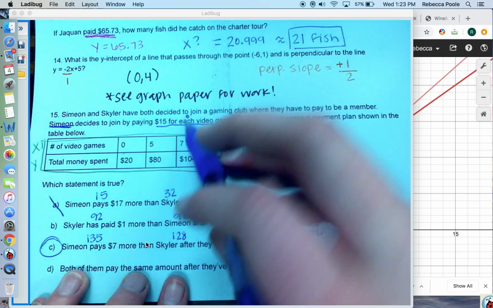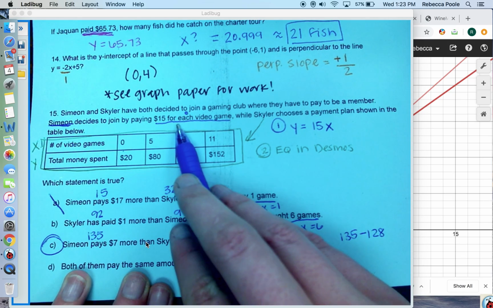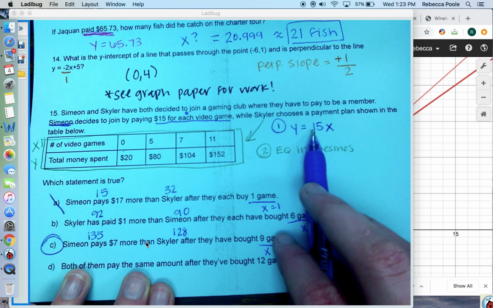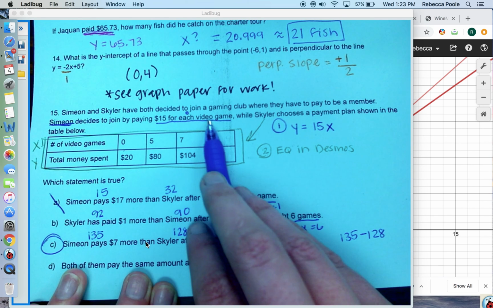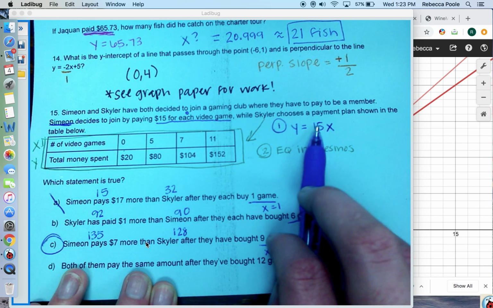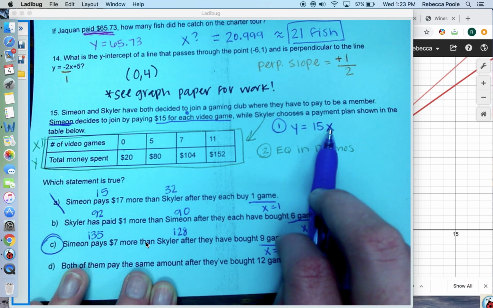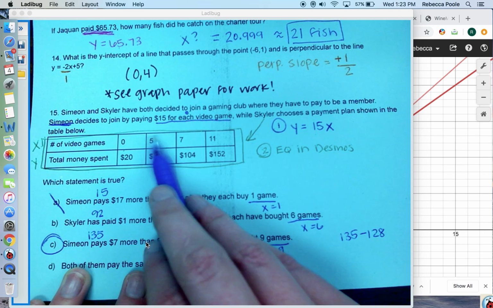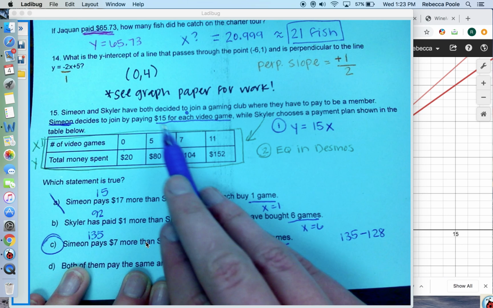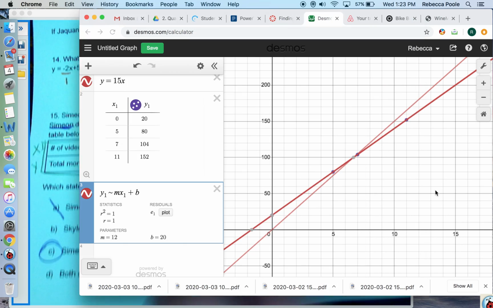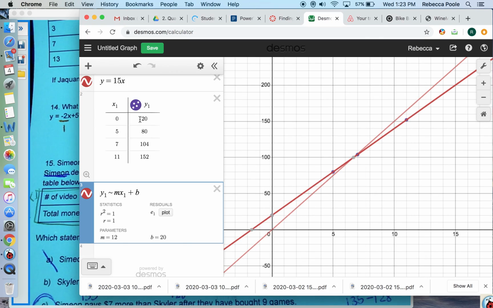So again, for this one, you're looking at 2 different people. Simeon, we've got to make an equation for, because all they told us was he paid $15 for each video game. So that's why I have 15 for each X. And then Skylar, they didn't give us an equation, but we put this data into our table. And then we made our table find the line of best fit. So that also gave us an equation of the line. Okay?